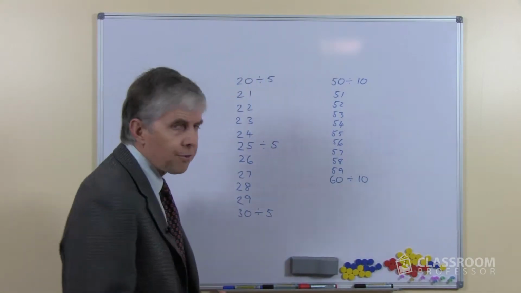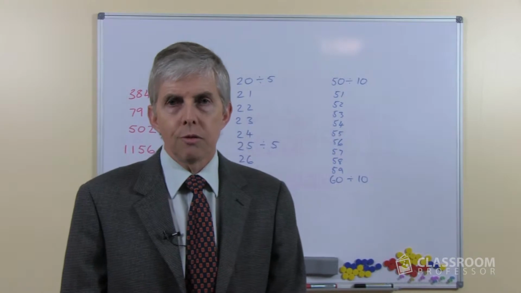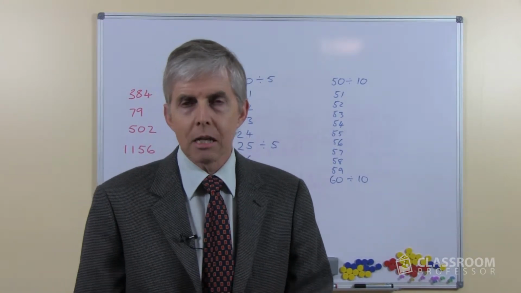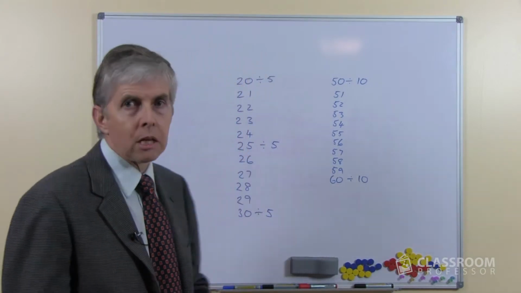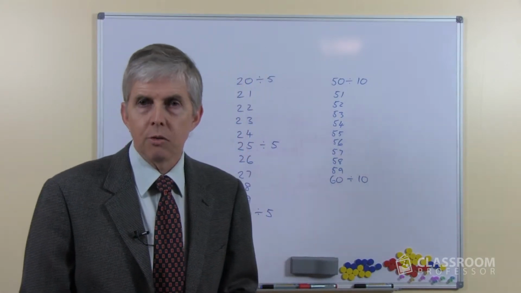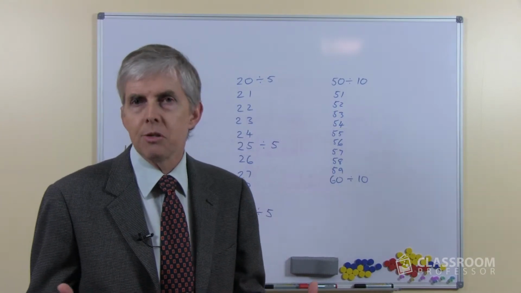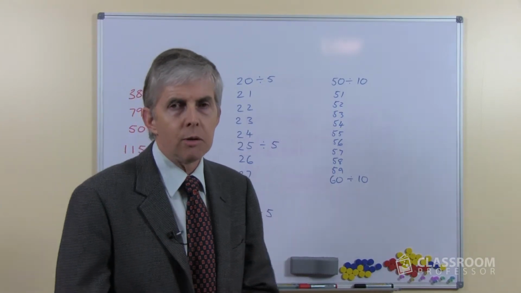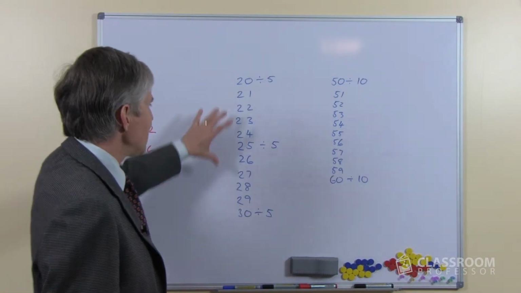So we're dividing by 5 or 10, which of all the divisors are 2 of the easiest ones. 2 is probably a little bit easier, but 5 and 10 come right after that. And we've bundled them together on the same set of worksheets because dividing by 10 is relatively straightforward, so we can add 5s to it. And of course 5 relates to 10. So we've got a couple of examples written on the whiteboard.